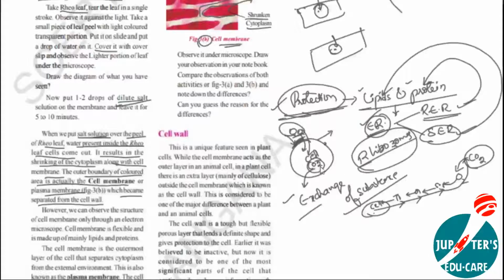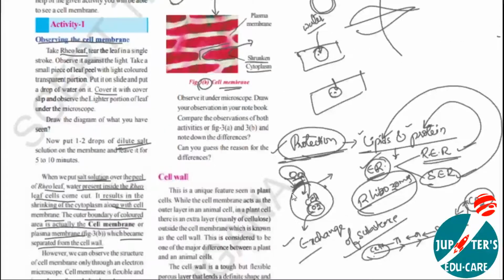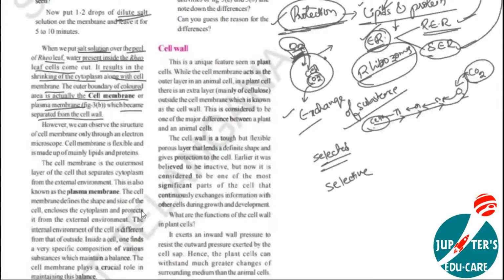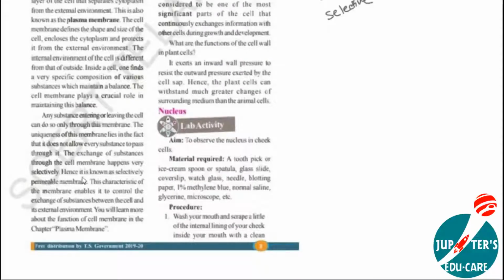The cell membrane will give permission, will permit some substances to enter into the cell. Only with the permission of this cell membrane can any substance enter into the cell. That's why the cell membrane is called a selectively permeable membrane, because only selected substances enter into the cell. See here the words: selective permeable membrane.